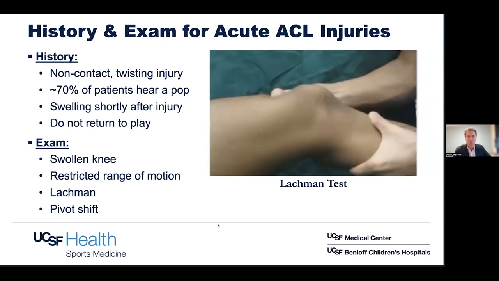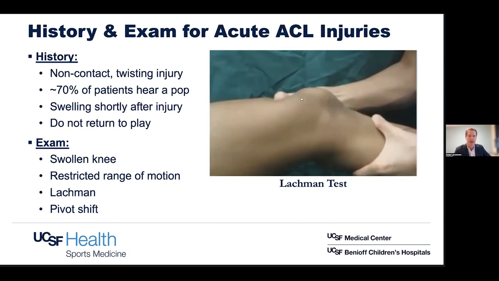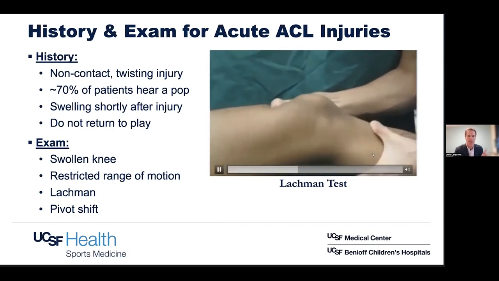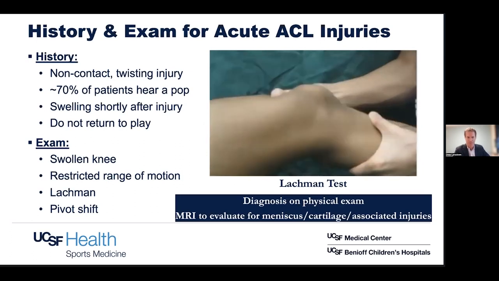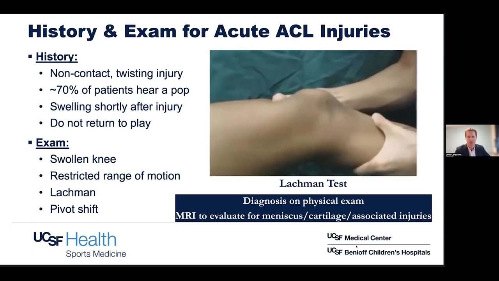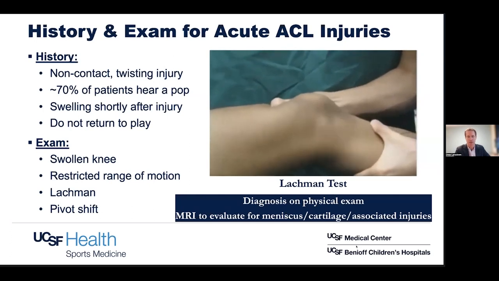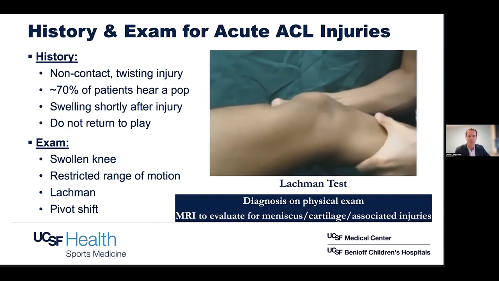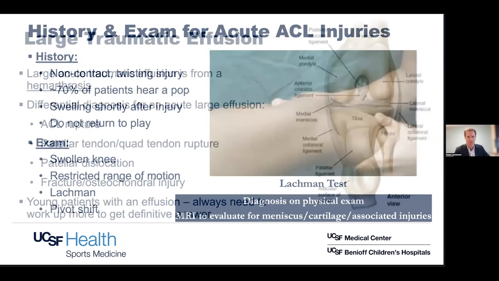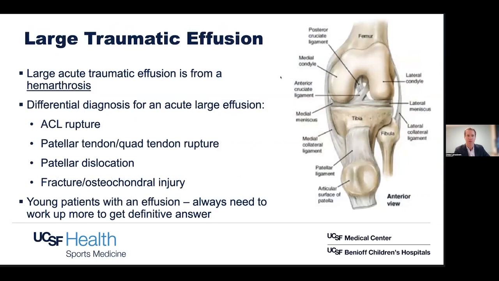On exam, the knee will be swollen, have restricted range of motion, and then this positive Lachman, where we're translating the tibia forward, and then the pivot shift test will be positive. For initial management, that diagnosis is really made on the physical exam and with the history, and then we'll get an MRI to evaluate the meniscus, the cartilage, and look for associated injuries. Anytime you have a patient who has that large traumatic effusion, the root cause is going to be a hemarthrosis. That's how the knee can blow up very quickly, it just bleeds into that space. The ACL is one condition that can cause that. There's a blood vessel in the ACL that can tear and then just bleed into the knee.